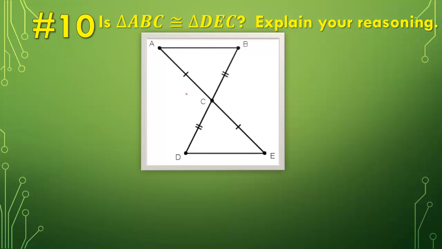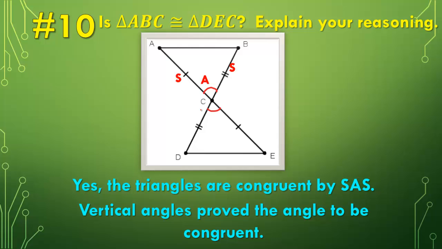All right, one more, hopefully. Are these two triangles congruent? Got your vertical angles, side, angle, side. Yes, by side, angle, side. Vertical angles proved it. And that is the end.